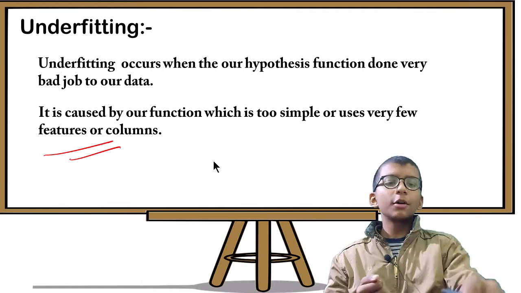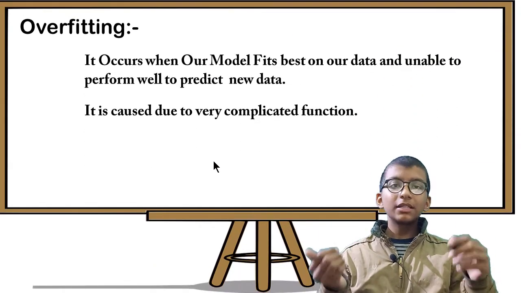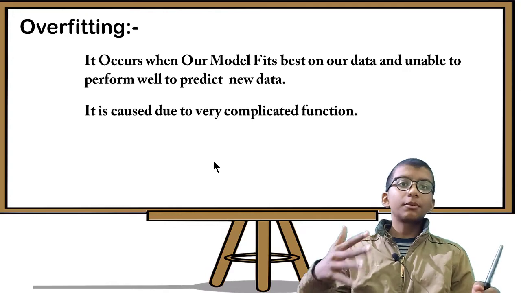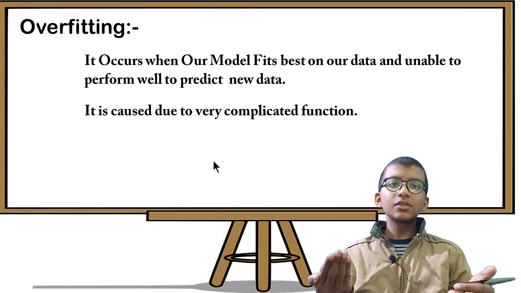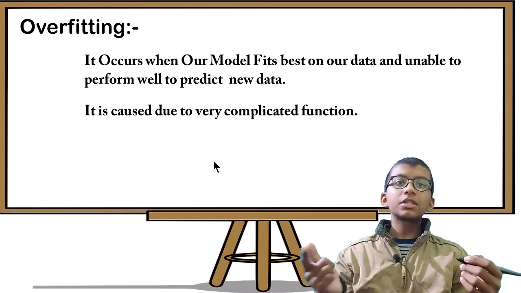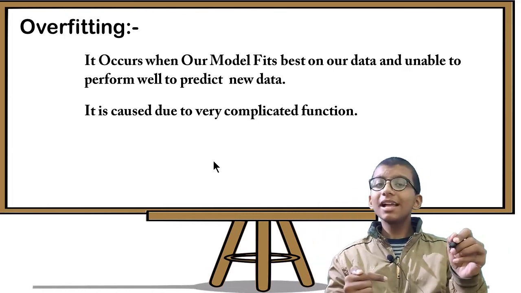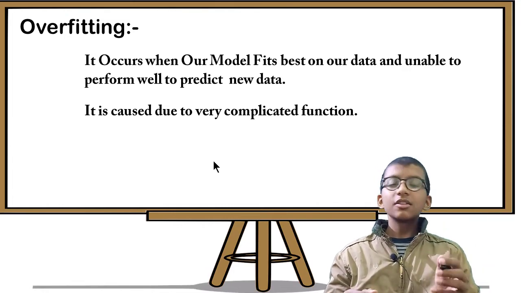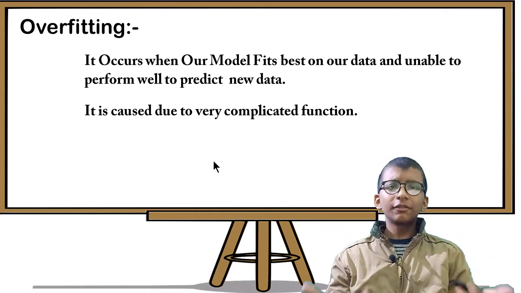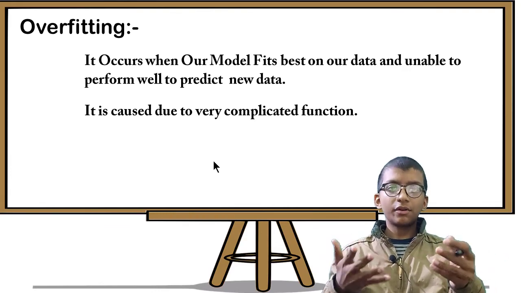Now, overfitting occurs when our model fits our data best, but is unable to generalize well to predicted values, or to our new data. So we can think of it this way: the previous one, underfitting, does not do well even on our data, while overfitting does well on our data but does not generalize well on our new data points. It occurs due to a very complicated function, which forms complicated curves and makes unnecessary changes to fit our data.